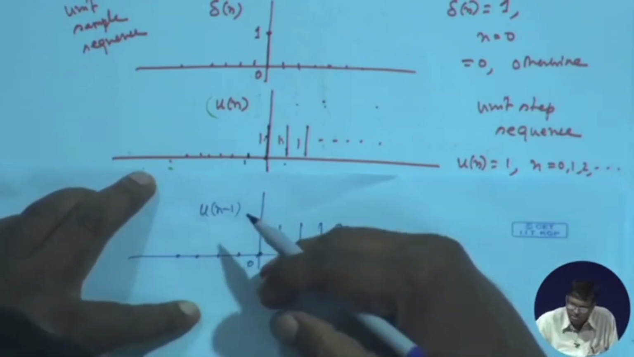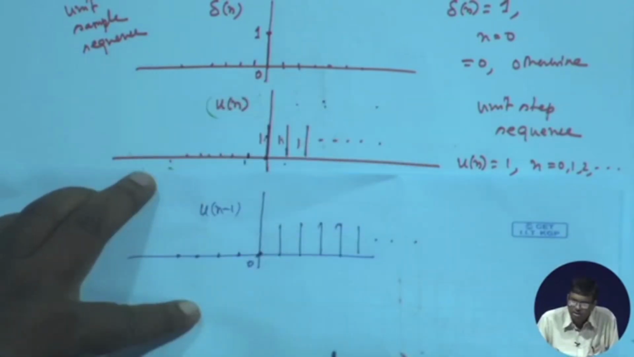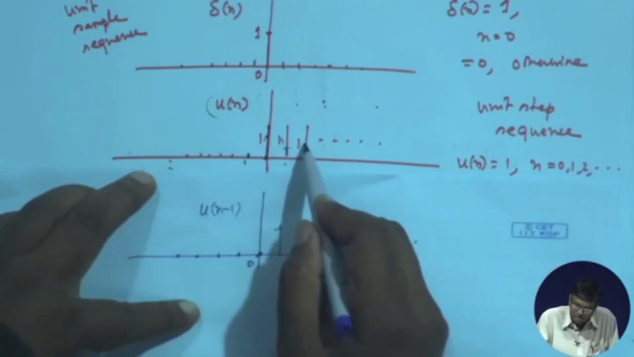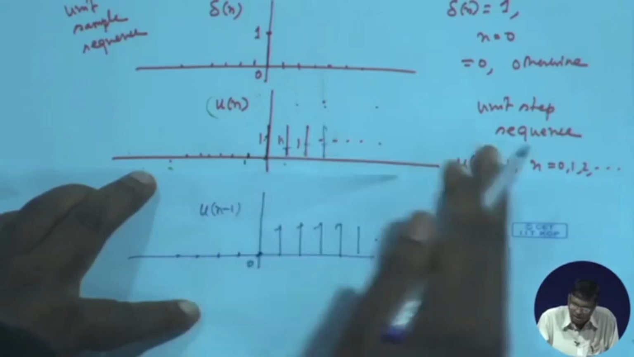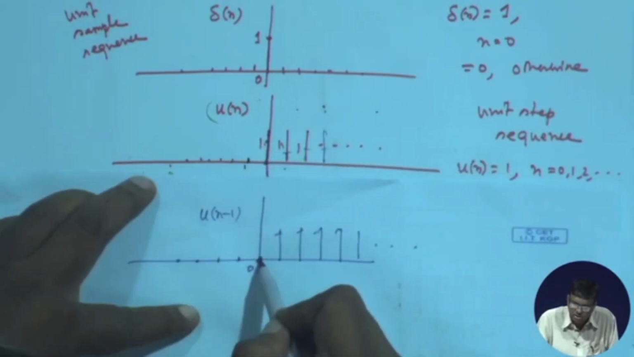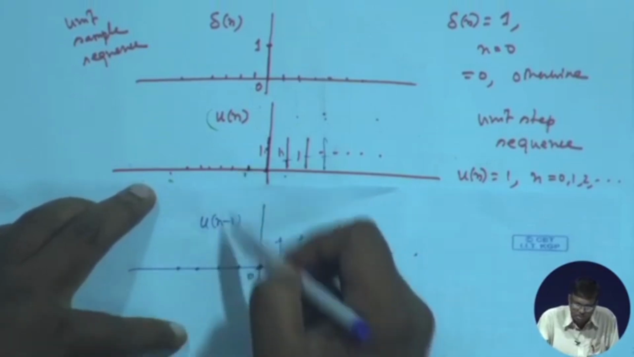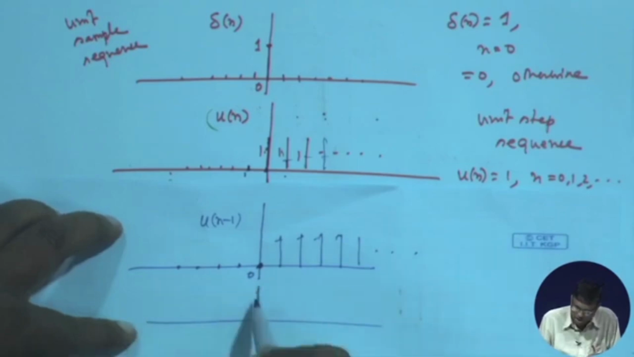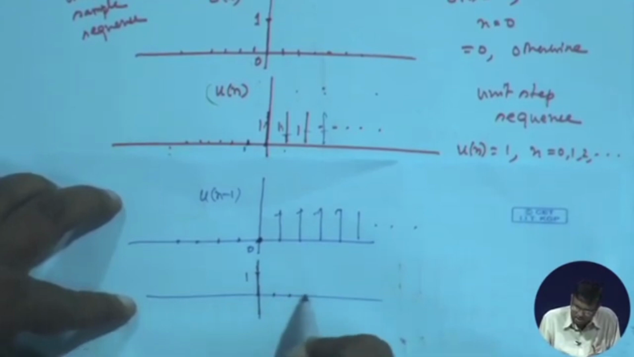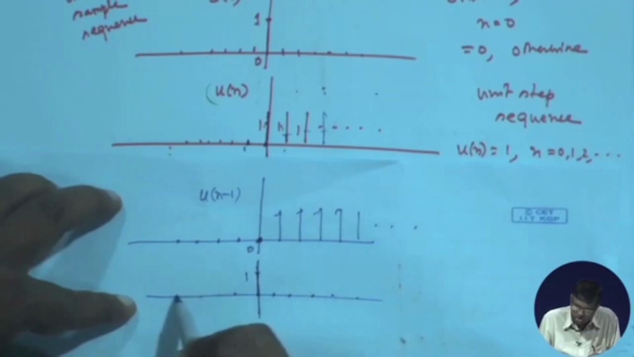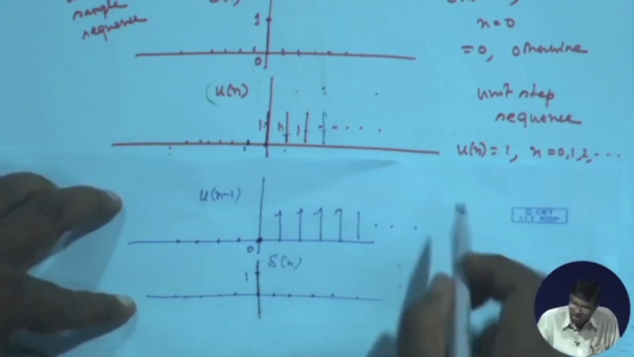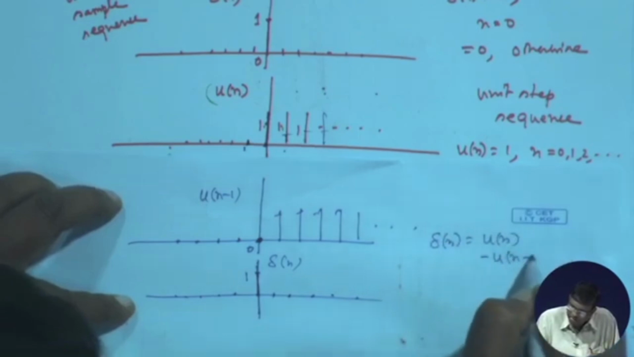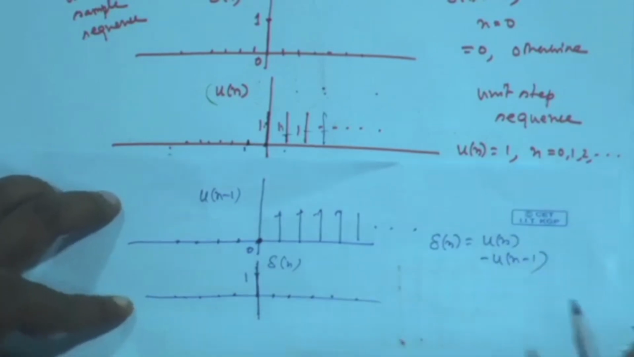Then if I subtract u[n-1] from u[n], what will I get? These two will cancel, these two will cancel, these two will cancel, they will all cancel, only this 1 minus 0 will remain. This side is 0 minus 0, so all zeros. So, you will get a 1 here and then 0, 0, 0, 0. But this is delta[n]. That means, delta[n] is u[n] minus u[n-1], okay.